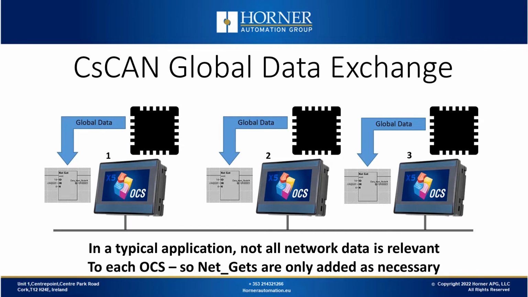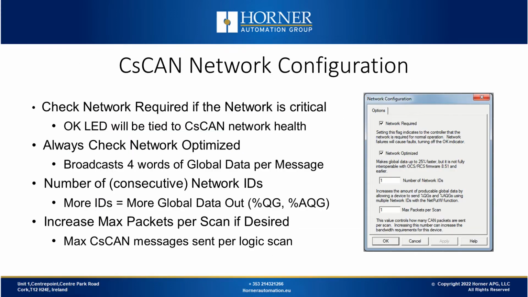In a typical application, not all the network data is relevant to every OCS. NetGets are only used for the data that's relevant to each individual OCS. Next, we'll talk about configuring Cscan. We'll start with the network configuration dialog box for Cscan, and then we'll look at different function blocks you can use for exchanging data between controllers.